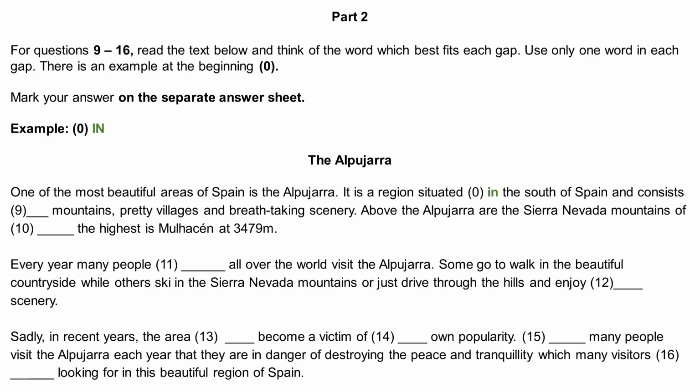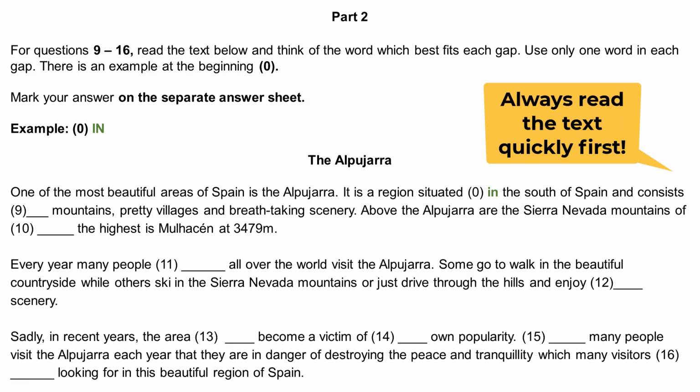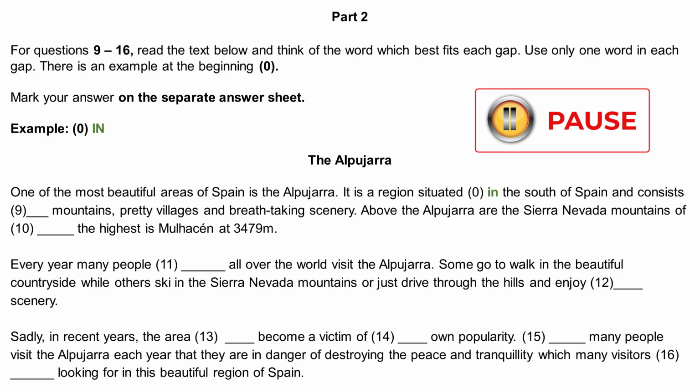Now, what's the first thing you do? Read it quickly first. You need to know the context of the text before you start choosing words. And yes, sometimes the text can be a bit boring. Try to get interested in the text. It will help you to do the exercise. I want you to pause the video and read the text, and don't worry about the gaps in the text. Just ignore them. Don't think about them yet. Okay? So pause the video and read.